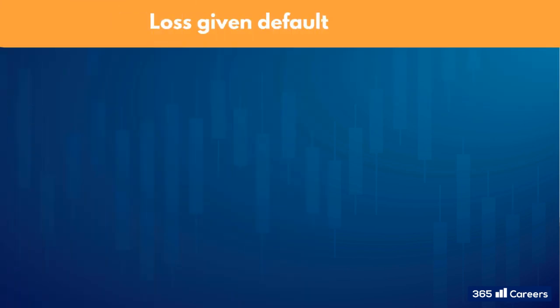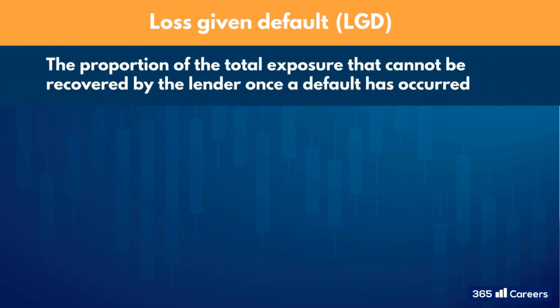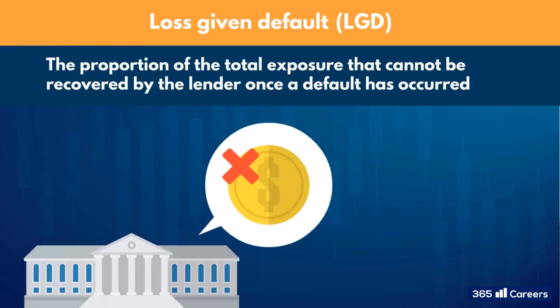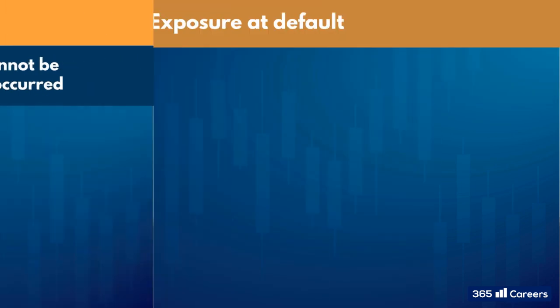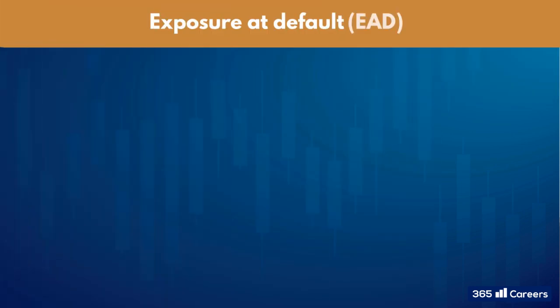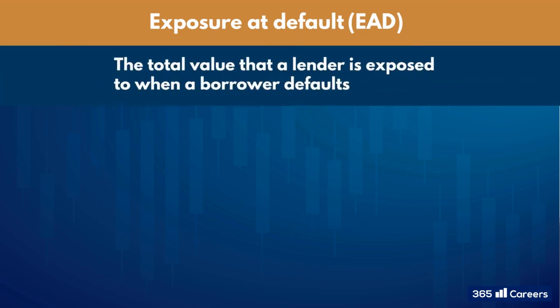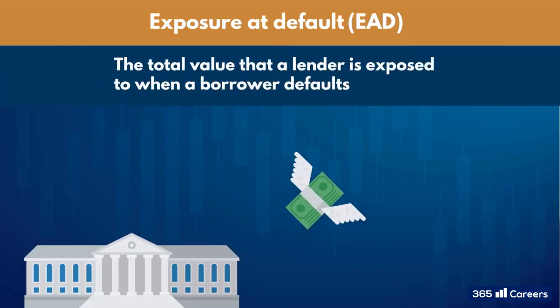Loss given default, or LGD, is the share of an asset that is lost if a borrower defaults. It is the proportion of the total exposure that cannot be recovered by the lender once a default has occurred. Exposure at default, or EAD, is the total value that a lender is exposed to when a borrower defaults. Therefore, it is the maximum that a bank may lose when a borrower defaults on a loan.